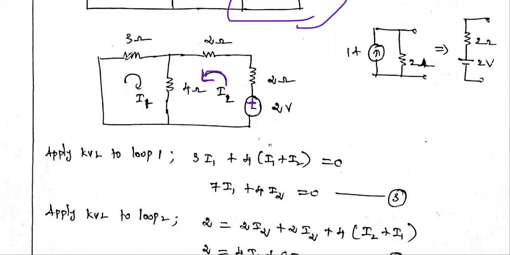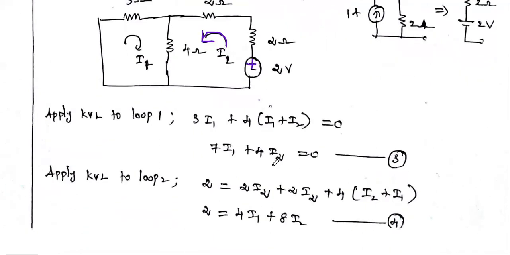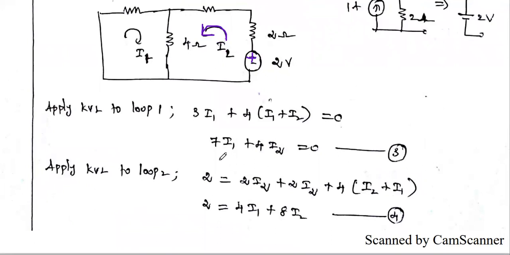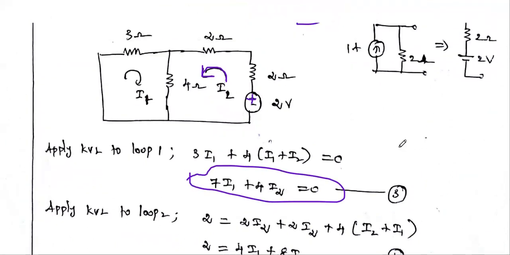Okay, so you just apply KVL to this first loop: 3I1 plus 4 into (I1 plus I2), since the two currents are in the same direction, equal to 0. So we get one more equation, 7I1 plus 4I2 equal to 0. Okay, this is equation number 3.